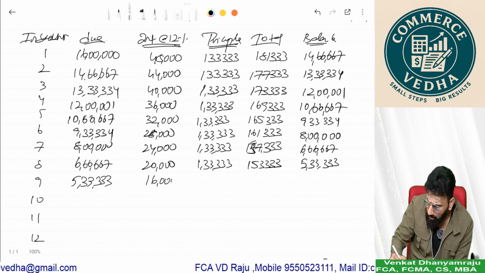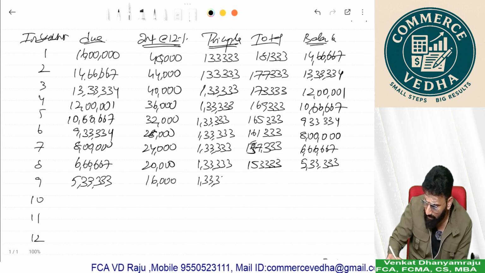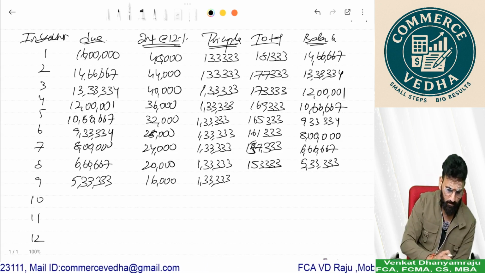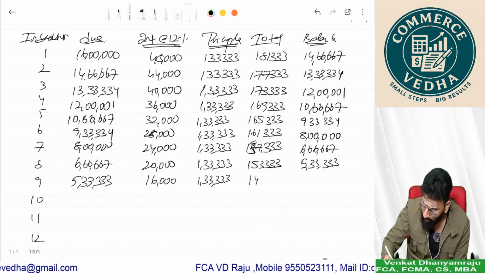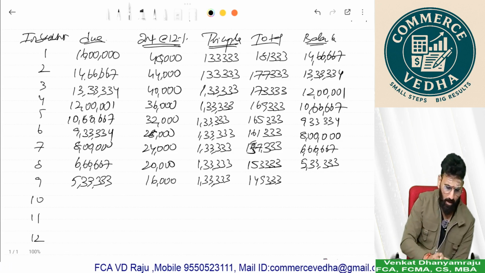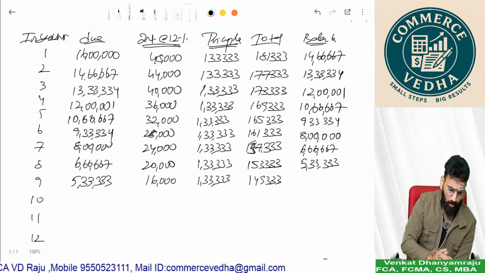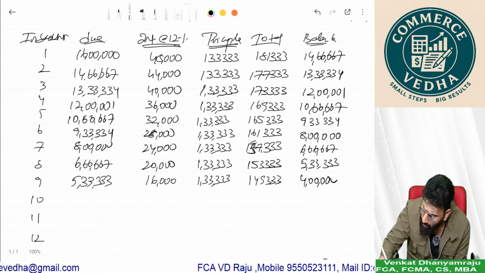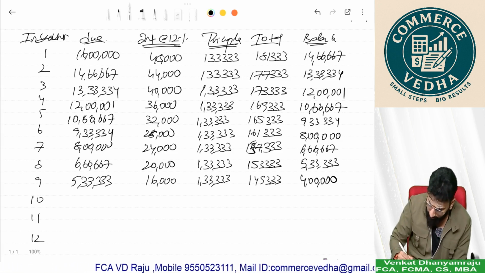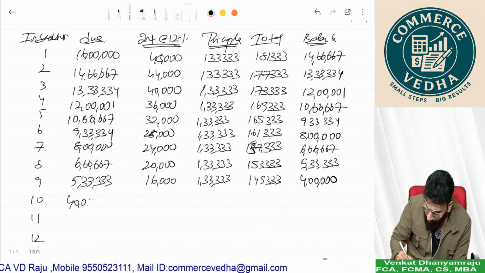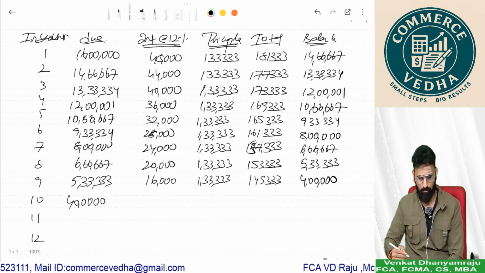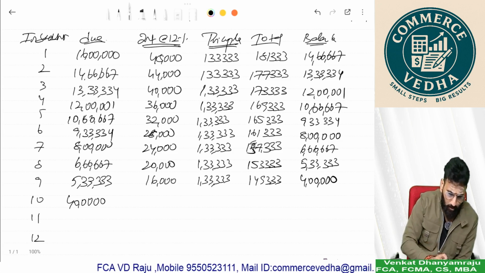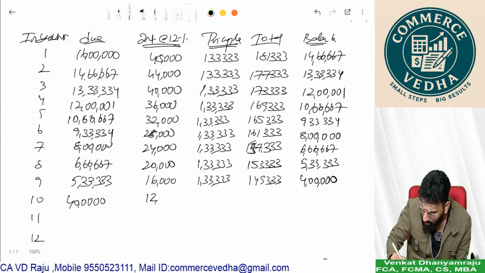Interest 16,000 and principal remains the same, and the total will be 149,333 you have to pay. And now from 53,333 you remove 133,333, you'll get 4 lakhs as your principal outstanding at the beginning. So the 4 lakhs, on the 4 lakhs you are again paying interest, which is 12,000.